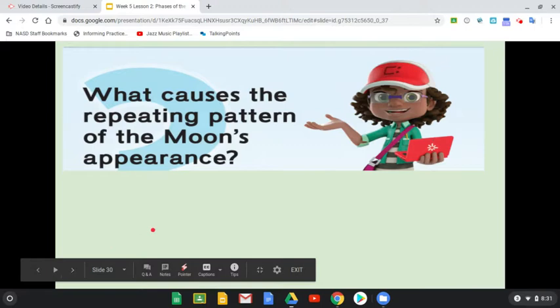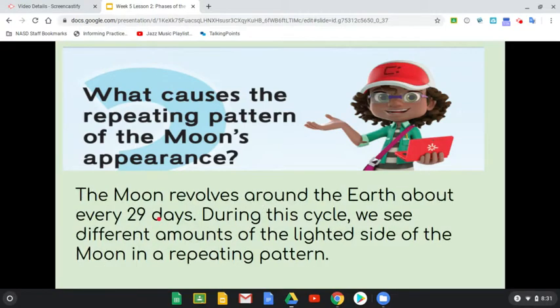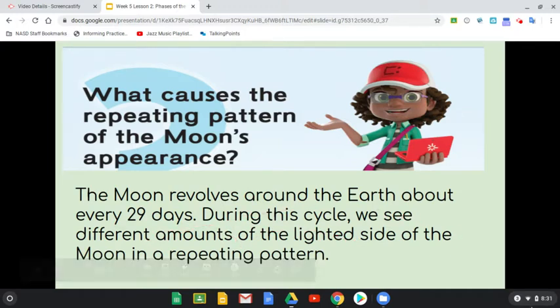All right, so that brings us to our essential question to wrap up lesson 2. So what causes the repeating pattern of the moon's appearance? I hope you were able to conclude that the moon revolves around the Earth about every 29 days. During this cycle, we see different amounts of the lighted side of the moon in a repeating pattern. And so that wraps up everything we learned about in lesson 2.